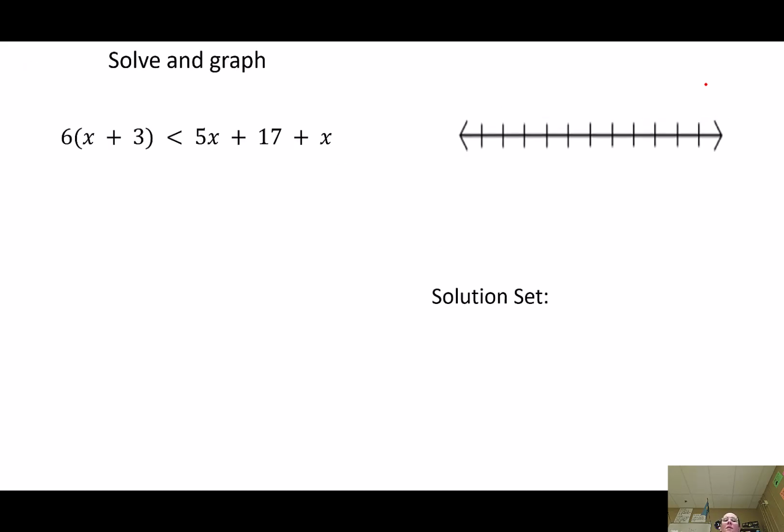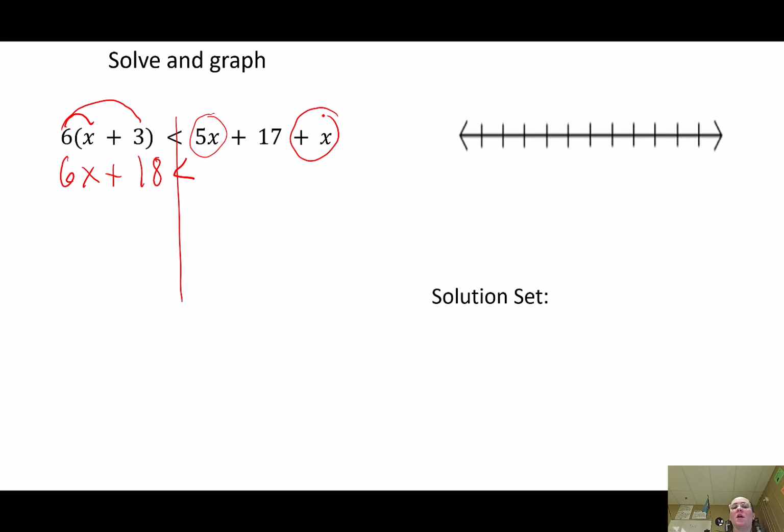All right, we're going to talk about two special cases now. Okay, so I'm going to work this one out just like we did the last two examples. So I'm going to start by distributing what I need to distribute. So I get 6x plus 18 is less than, okay, there's nothing else to simplify there, so I'm going to go ahead and simplify the right side. Well, I don't have any parentheses, but I do have like terms. So 5x plus x gives me 6x, and I still have plus 17.